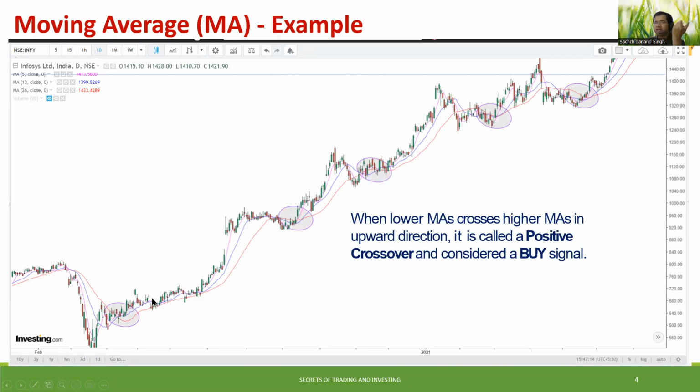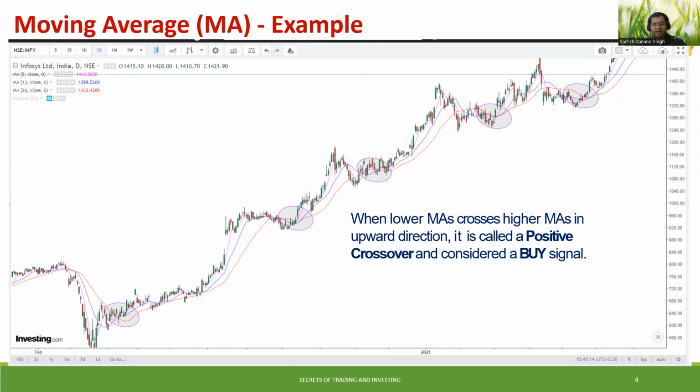When the moving average of the lower time frame is crossing the moving average of the higher time frame, that is called a positive crossover, and it is also considered a buy signal. Why are we choosing 3? Because we want more conviction about our decision or prediction. So we should have at least 3, that is a combination of 5, 13, 26.